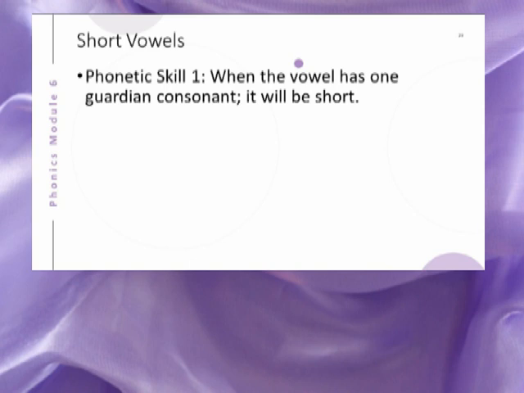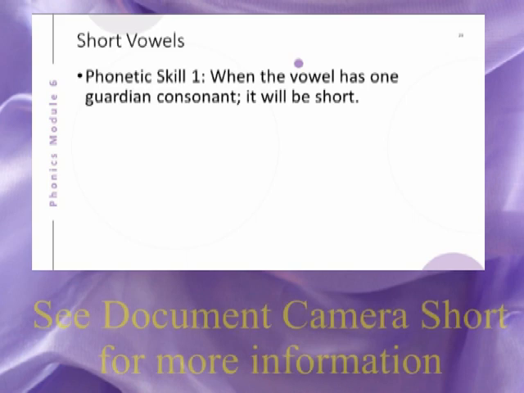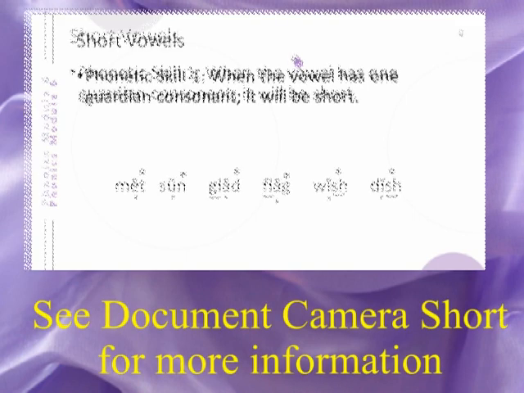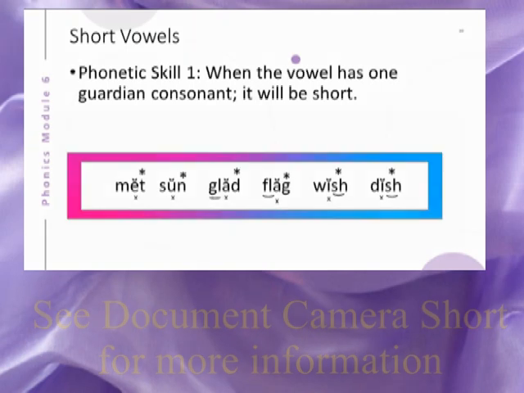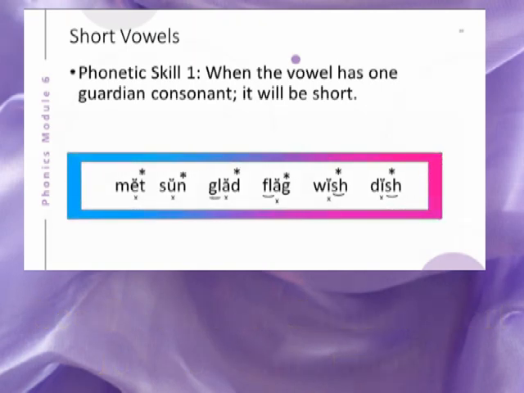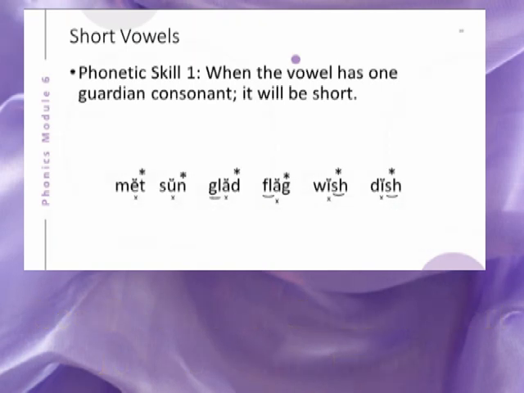Pictured is the skill to help you determine if the vowel in the word or the syllable is short. When the vowel has one guardian consonant, it will be short. Let's look at some examples using one-syllable words. To see how these markings were made to prove the short vowel sound, watch the document camera short on Phonics Skill 1.